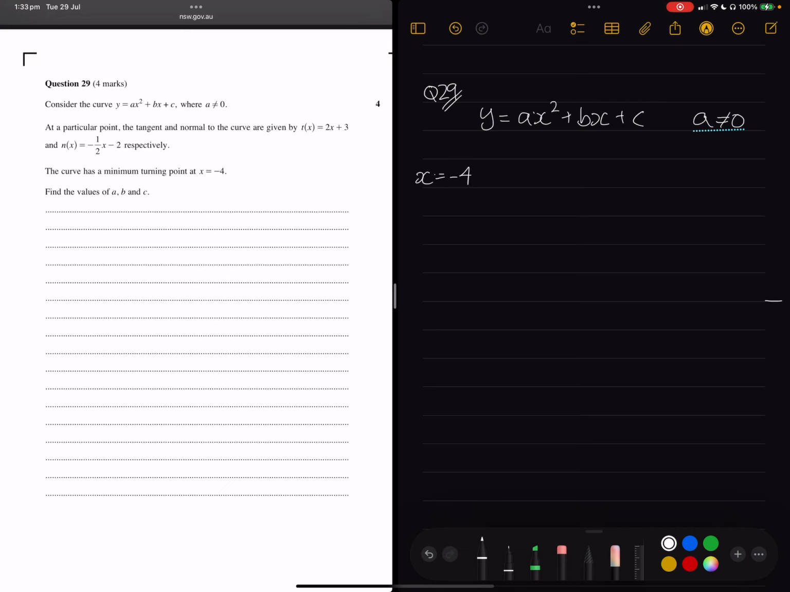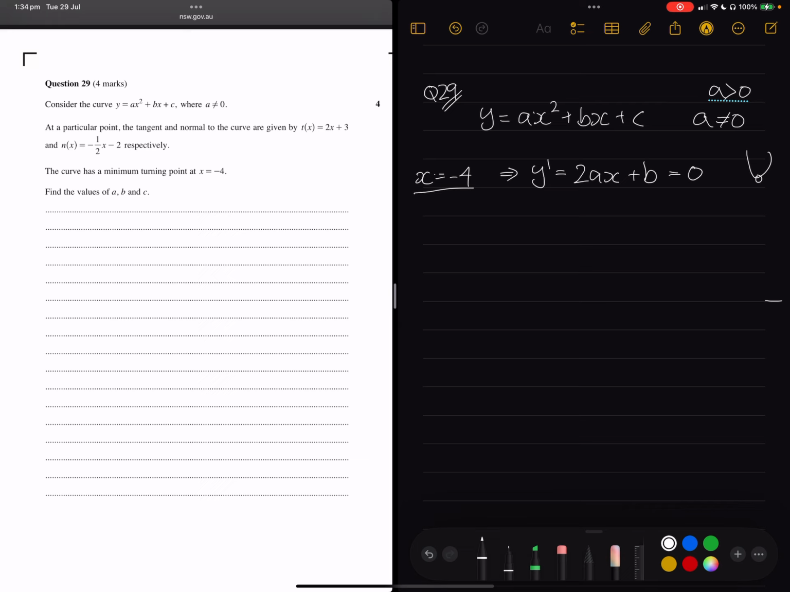So if x is -4, this implies the first derivative is 0. So this implies y prime, which is equal to 2ax plus b, is actually equal to 0. This is equal to 0 because it's a turning point, right? Derivative equals 0 at a max or min. We also know that a has to be positive. This is a positive parabola, and that's because we have a minimum, right?